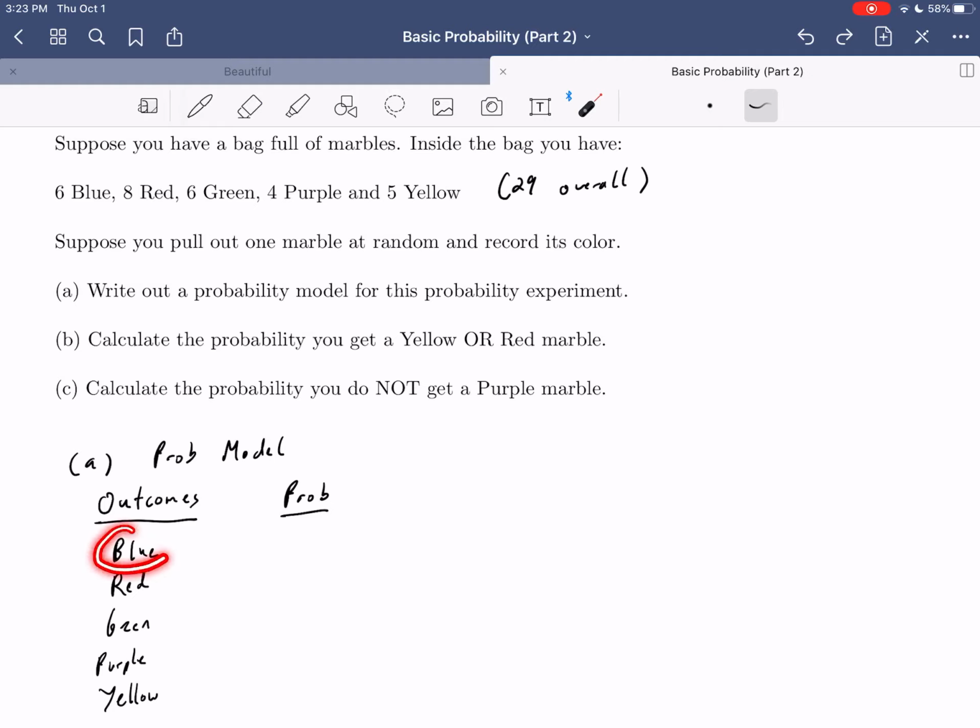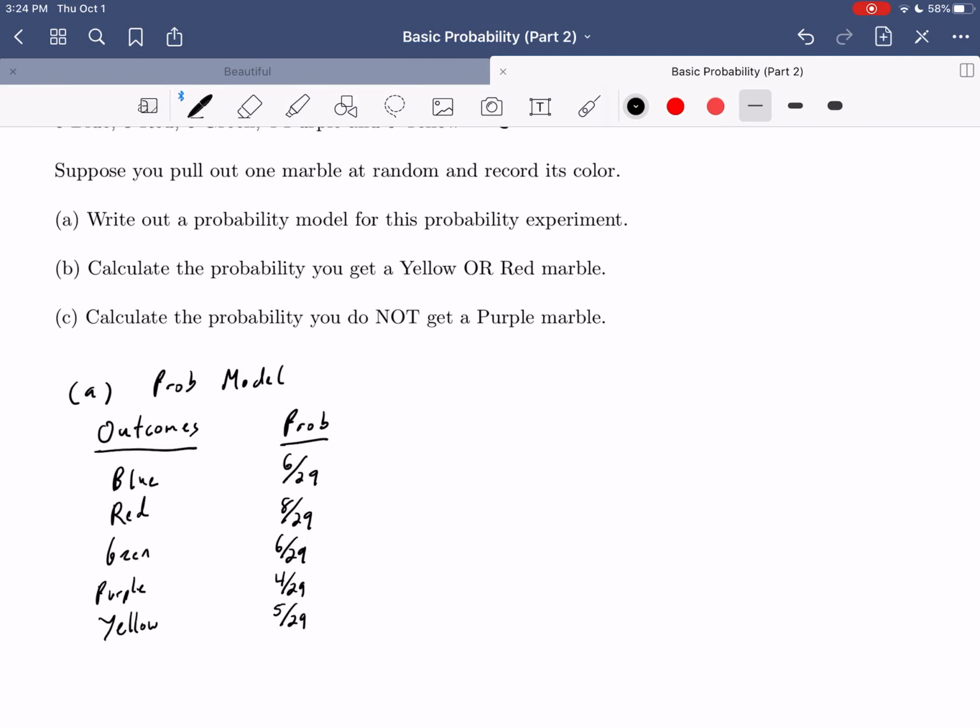So the chance that we get blue must be that there are 6 blue ones out of the 29 overall. So we'd say that that probability is 6 out of 29. For red, we know that there are 8 red, and there's 29 overall, so 8 out of 29. For green, there are 6 green out of 29 overall, so 6 out of 29. For purple, 4 out of 29 overall, so 4 out of 29. And finally, 5 yellow out of the 29 overall, so 5 out of 29.